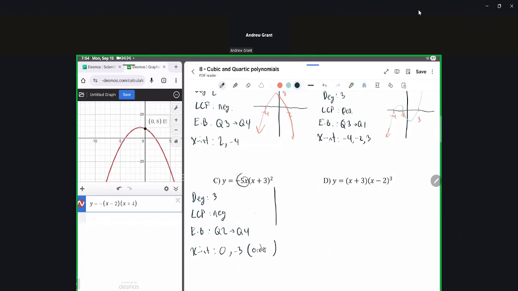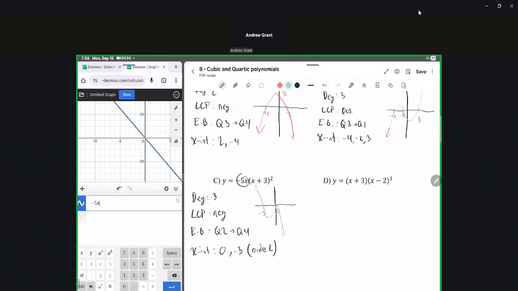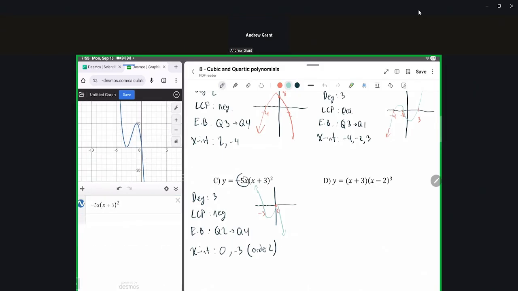And so a graph of this, okay, we have to pass through the origin 0 and negative 3. This is going to be order 2. And so we know the graph has to start in quadrant 2 and end in quadrant 4. So it has to pass through negative 3. And since it's order 2, that means it has to bounce off of it, come down, and continue downwards. And so checking this on our sketch here, negative 5x times (x plus 3) squared, you can see that that's what that looks like.